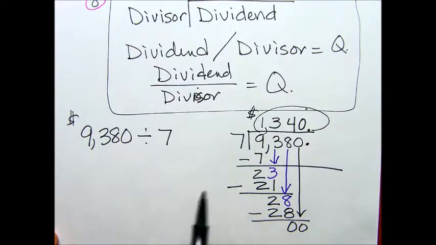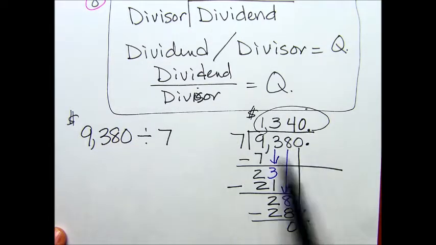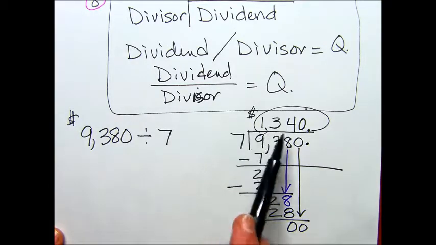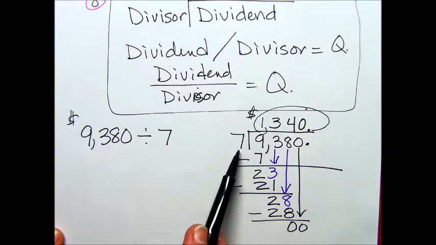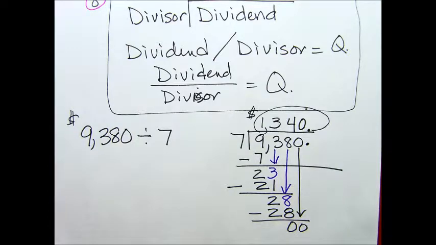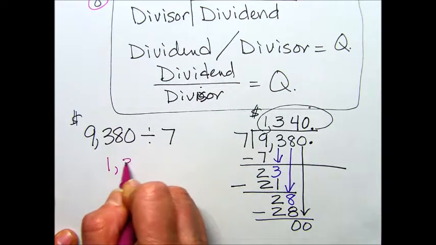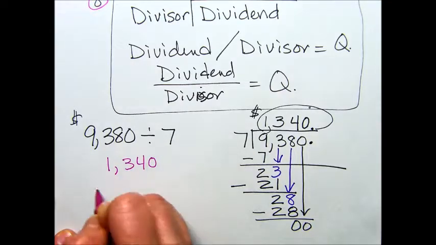Now, let me just show you that if you're not sure of your math, you can certainly go back and check your work. But another way to check is to take your answer and the divisor and multiply them together. So I'm going to do that, and hopefully we get this answer here. But let's go ahead and see. So we've got 1,340 times 7.